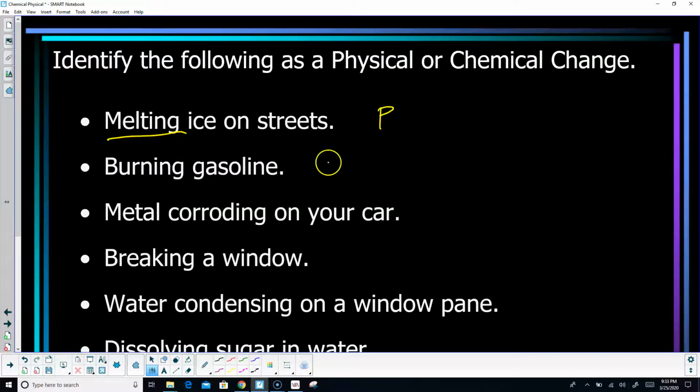Burning gasoline, that's going to be chemical. Anytime you have something burning, because you have light, heat, smells, new substances are formed, you can't get the gasoline back. Same thing, metal corroding on your car, that's like rusting, that's chemical. You can't get the sheet metal back.